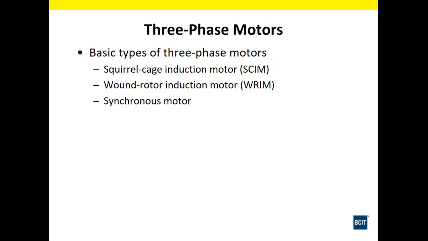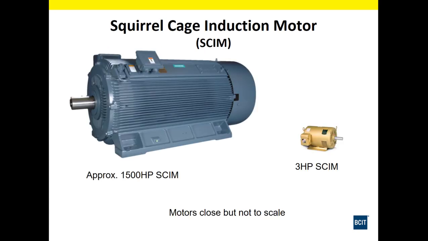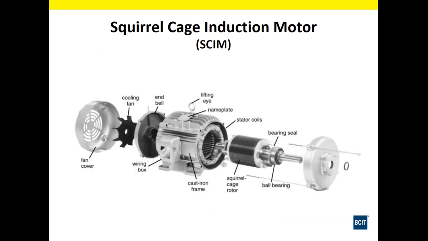Three-phase motors have three basic types we're going to look at. The squirrel cage induction motor, also called SCIM, wound rotor induction motor, or RIM, and the synchronous motor. The squirrel cage induction motor comes in many different sizes, from tens of thousands of horsepower all the way down to fractional horsepower. Shown here is a 1500 horsepower SCIM next to a 3-horsepower SCIM. Here we have an exploded view of a squirrel cage induction motor.